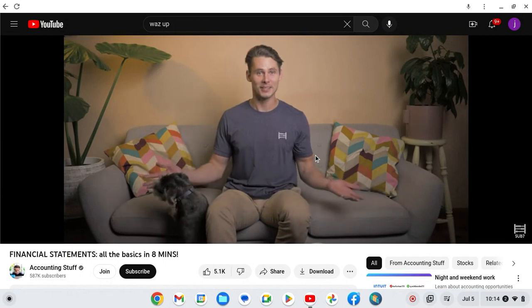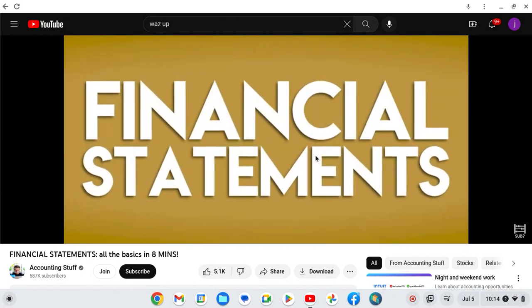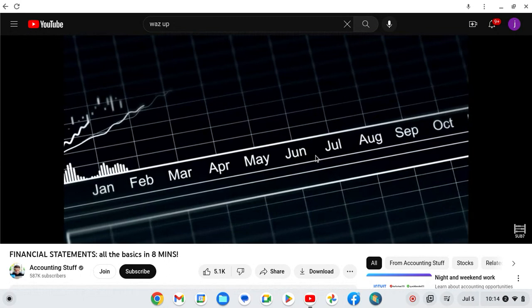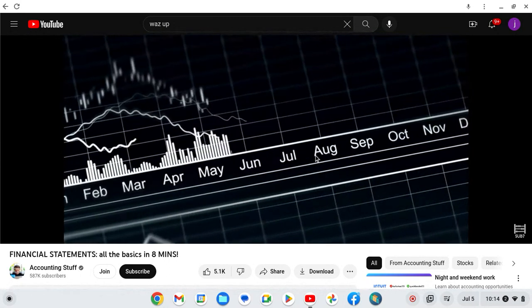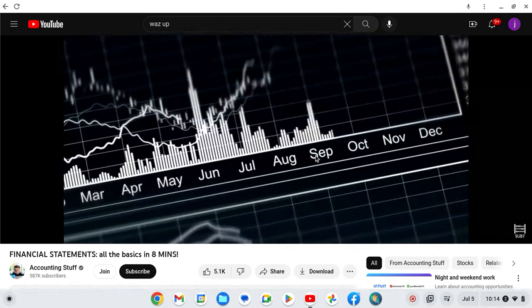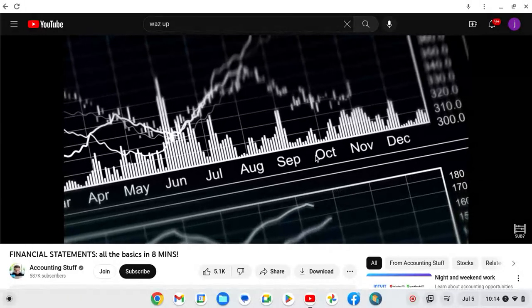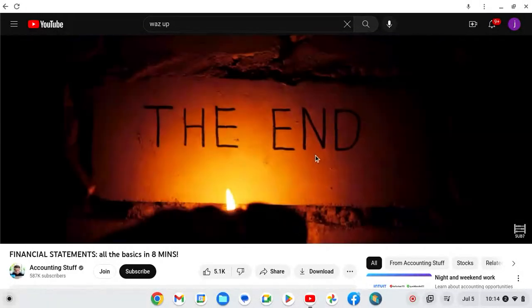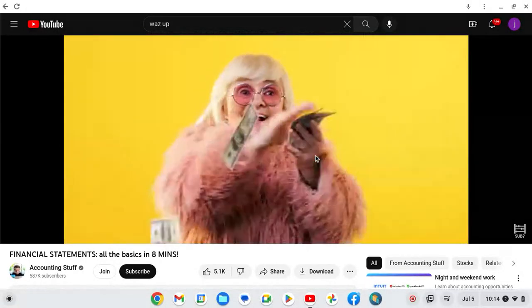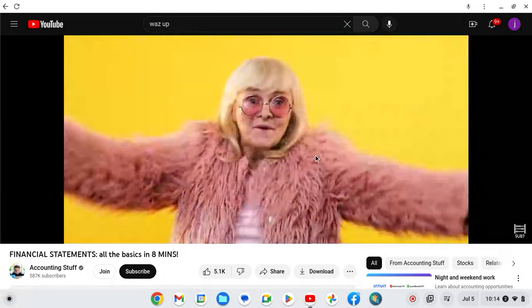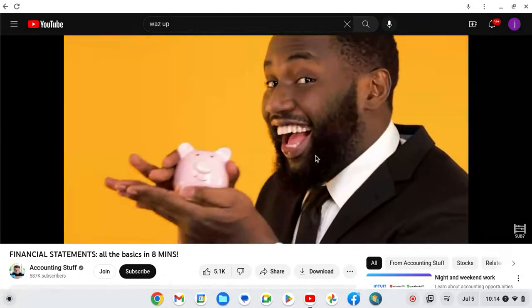So let's get started. What are financial statements? Financial statements are reports that summarize the activities and financial performance of a business. They're prepared at the end of each accounting period, and they're designed to give investors and lenders a feel for a business's financial health.